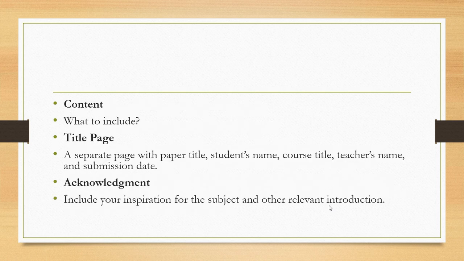Content, what to include? The table of contents is an essential and integral part of writing a term paper or any paper, and you must mention in it all the things that are going to be included in this term paper. The next one is the title page: a separate page with the paper title, student's name, course title, teacher's name, and submission date. That is the very first page, the cover page. The name of the institute is also mentioned there on the title page.